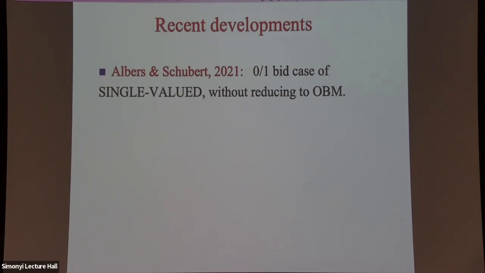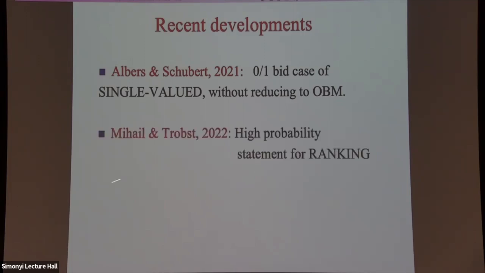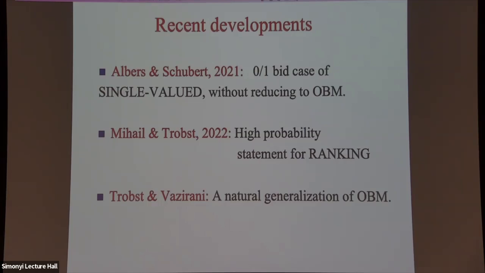I just want to say that online bipartite matching after 30 years is still alive. This year, Milena Mihail and Thorben Tröbst, who's my student, gave for the first time a high probability statement for Ranking. I've given only an expectation statement. They converted it to a high probability using Azuma's inequality and all that. There are some natural generalizations that Thorben and I are studying. We are not there yet, otherwise I would have said what these are, but it's part of his thesis, so I don't want to say more.